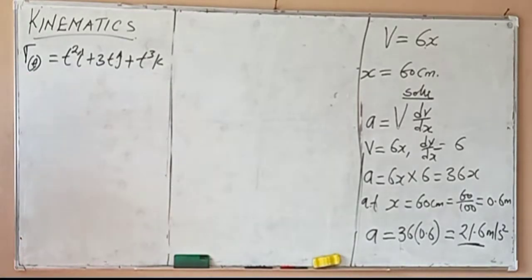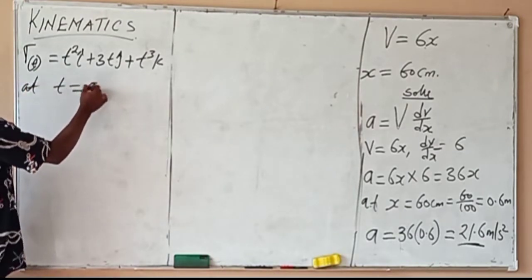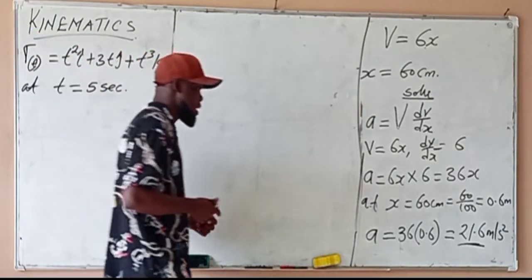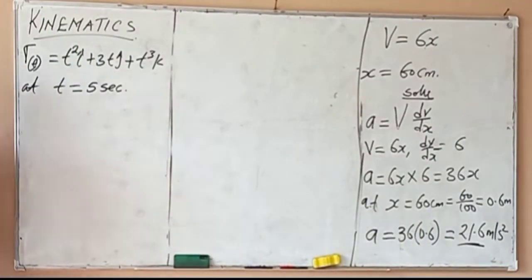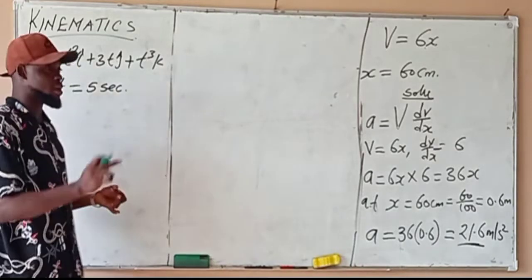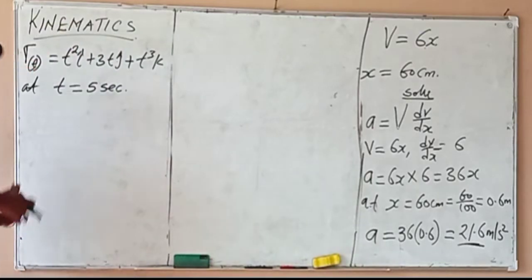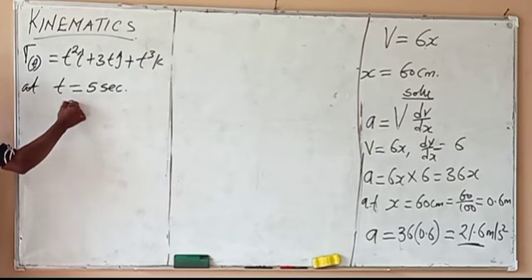Obtain the velocity and acceleration at t equal to 5 seconds, and also obtain the magnitude of the velocity and the acceleration. So we have to obtain the magnitude of velocity and acceleration at t equal to 5 seconds. So let's go.